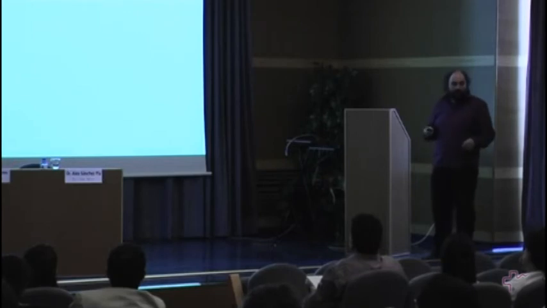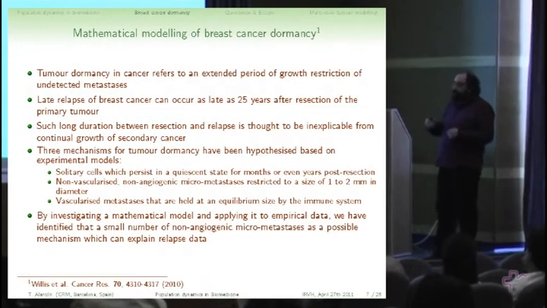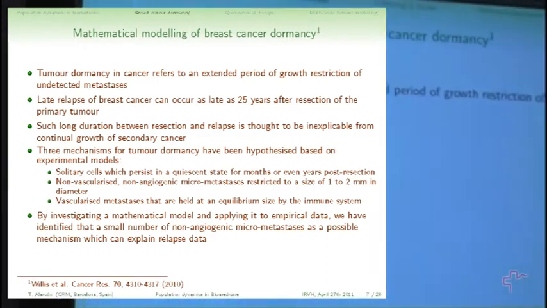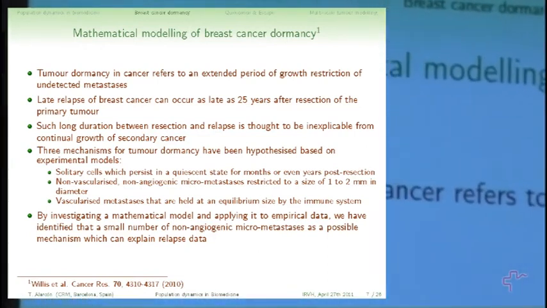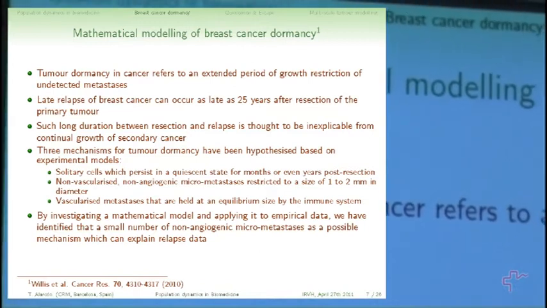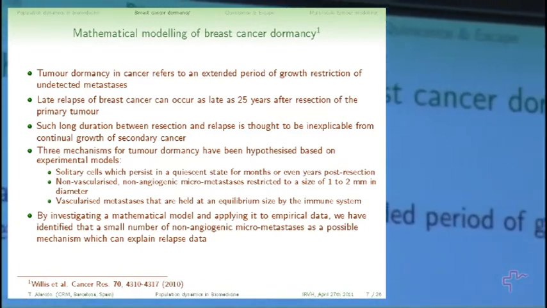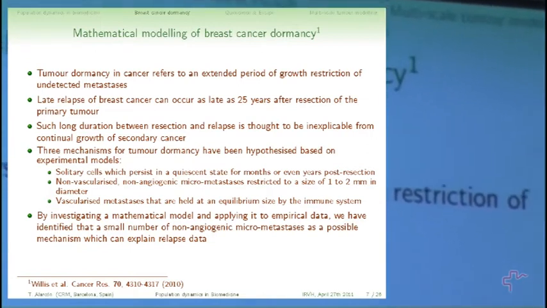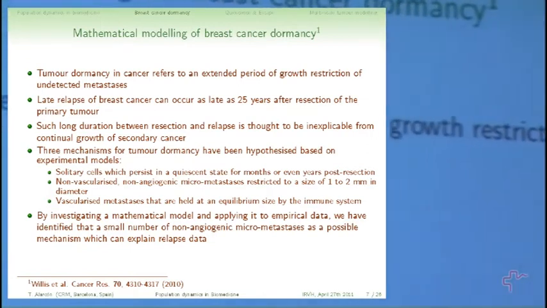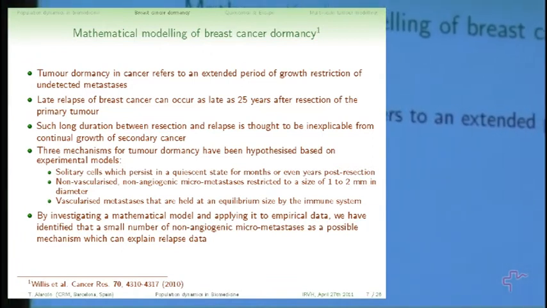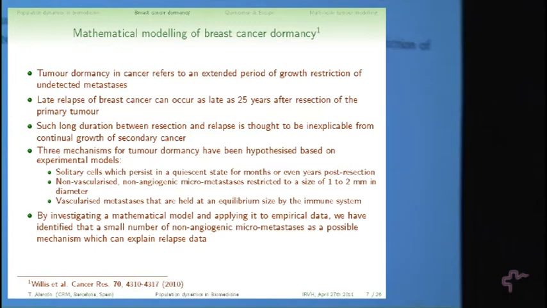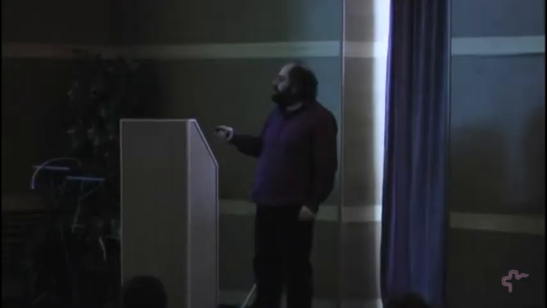Of breast cancer dormancy. So basically, tumor dormancy refers to an extended period of growth restriction of undetected metastasis following surgical removal of the primary tumor. Okay, so this is actually what kills most of the patients. So you probably know this, the primary tumor kind of sheds metastasis, which disperse over the organism, and they stay there kind of hidden, waiting for something to happen. And this condition, this long period of latency, is referred to as dormancy.